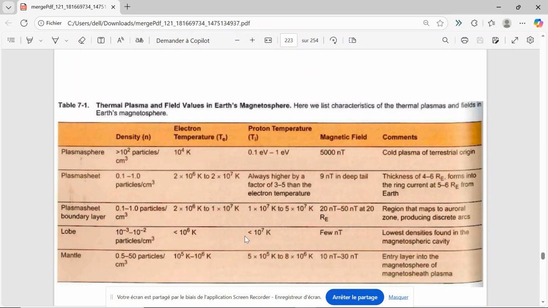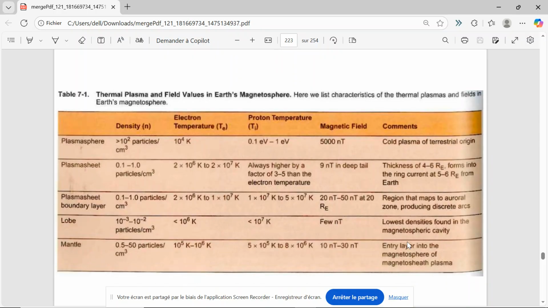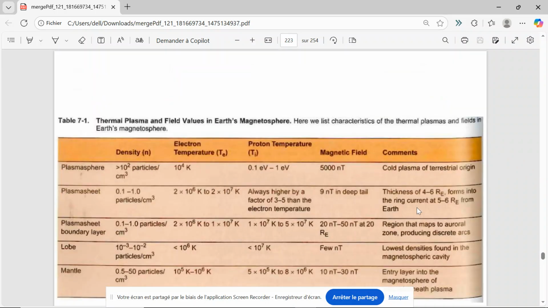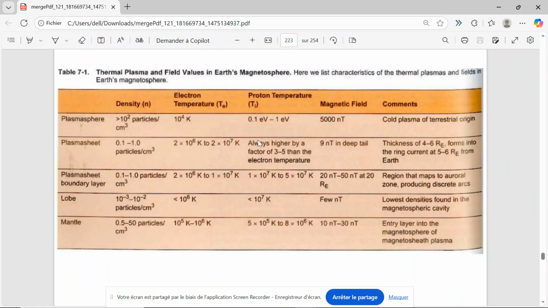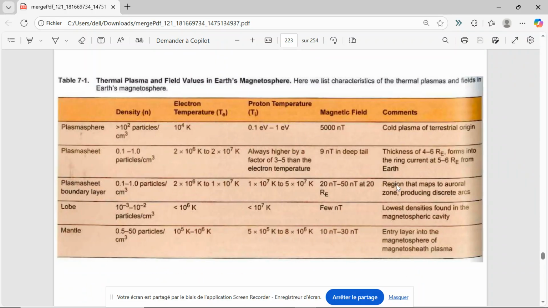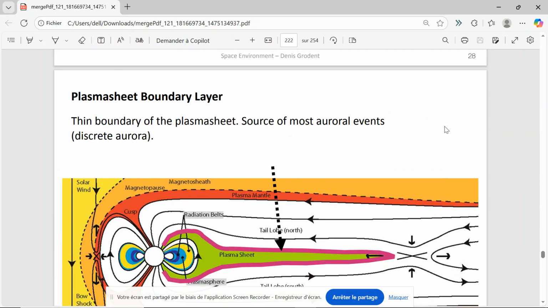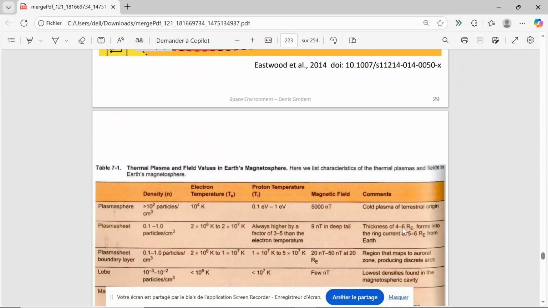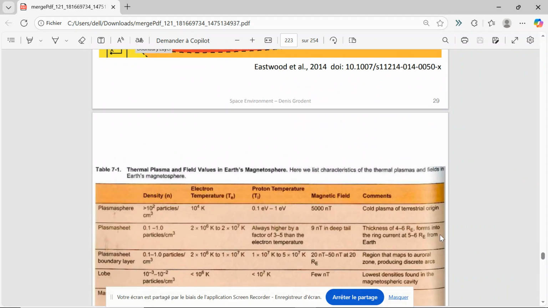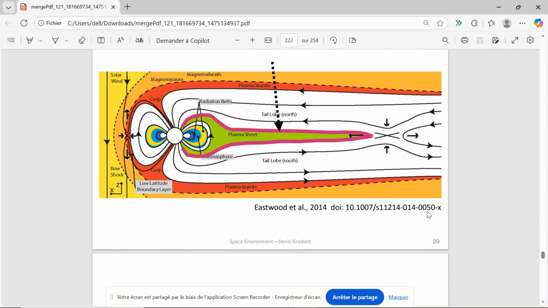The magnetic field, sorry. This is the typical value and what is happening in those regions. So just read what is happening right here. In the plasma sphere, we have cold plasma of terrestrial origin. The plasma sheet has a thickness of 4 to 6 times the radius of the Earth and forms into the ring current from the Earth. This is the plasma sheet.